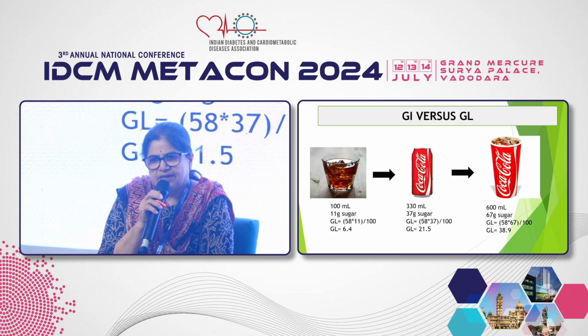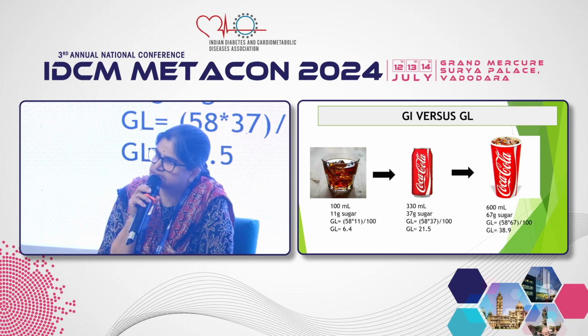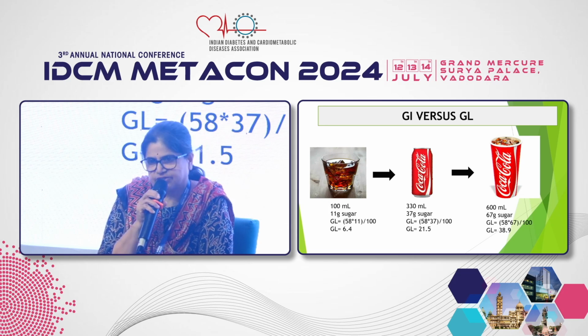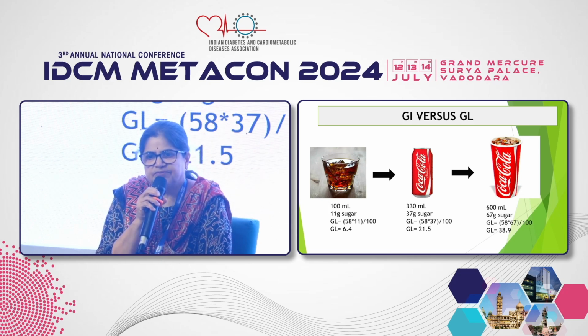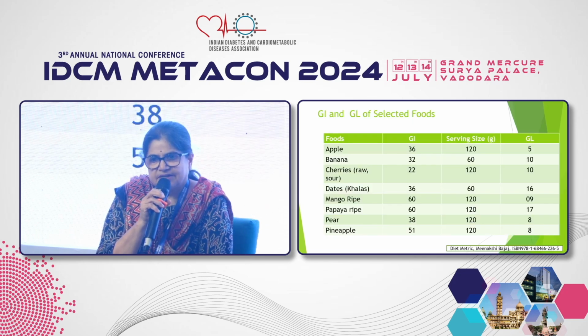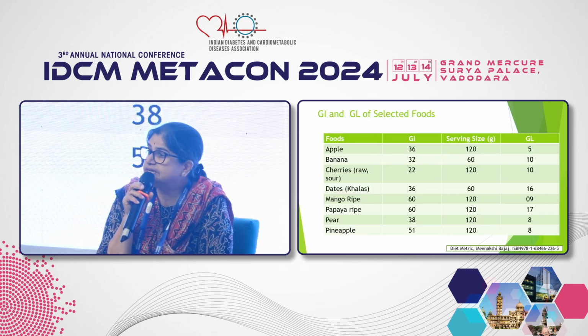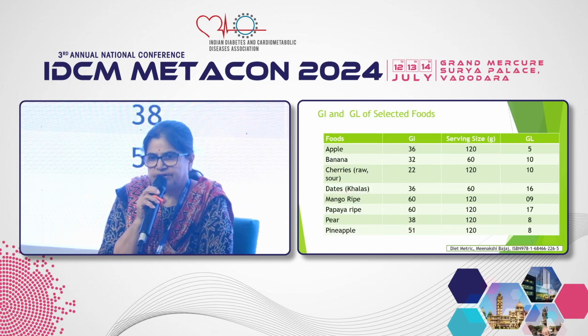Next, please. This is just a simple way of showing how increasing the quantity keeps the GI the same but increases the glycemic load, and ultimately it is the glycemic load that should be considered, and I have put some values. Next, please. So these are from Indian studies conducted on Indian foods, and for apple, the GI is 36, serving size is 120, glycemic load is 5.